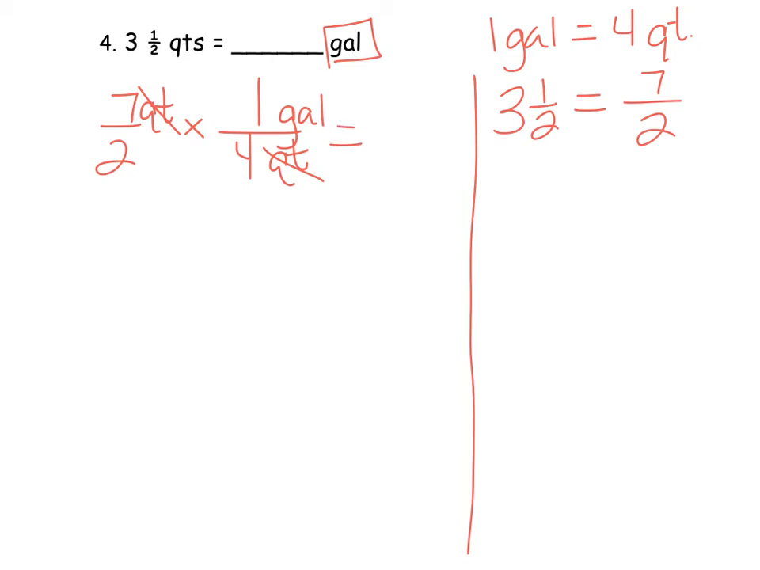7 times 1 is 7. 2 times 4 is 8, and it's 7/8 of a gallon. And when my numerator is 1 less than my denominator, I already know it's in simplest form, and those are what I like. Make sure you showed all your work.